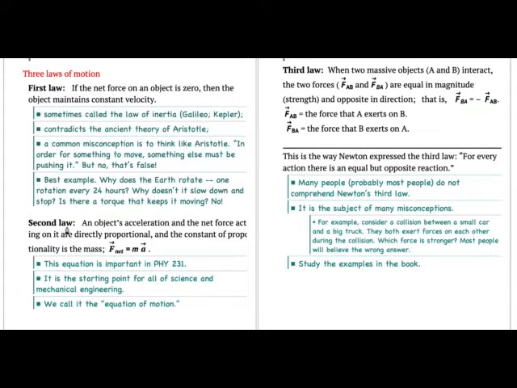But Newton's second law is more precise than that. An object's acceleration and the net force acting on it are directly proportional, and the constant of proportionality is the mass. So we can write this equation, F equals ma. Now you have to be careful. What's this F? This F means the net force.